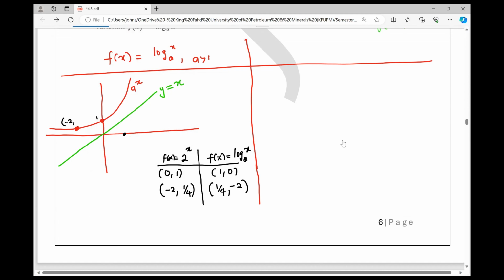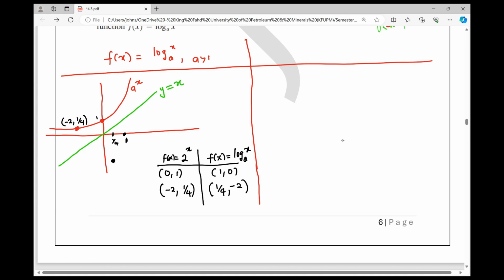This is (-2, 1/4). It will become (1/4, -2). But you remember this is 1, so 1/4 is going to be somewhere here. So this is 1/4, and the y value is what? Minus 2. So you see the point is going to be here.